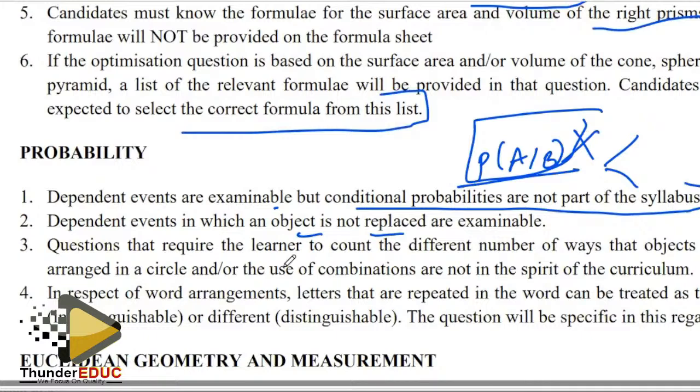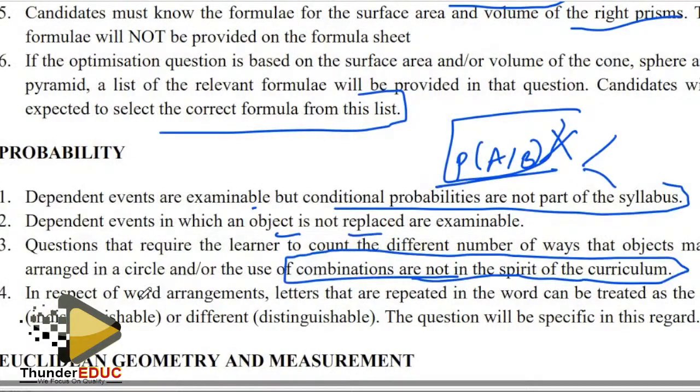Okay, then questions that require a learner to count the different number of ways that objects may be arranged in a circle or use of combinations are not in the spirit of the curriculum. So you don't count in circles, but rather the way that we've taught our learners. In respect of word arrangements, letters that are repeated in the word can be treated as the same, indistinguishable, or different, which is distinguishable. The questions will be specific in this regard. They'll tell you whether the arrangements must be kept the same or different.